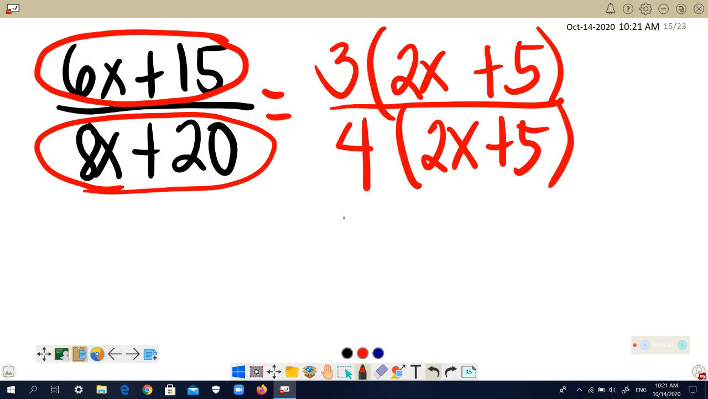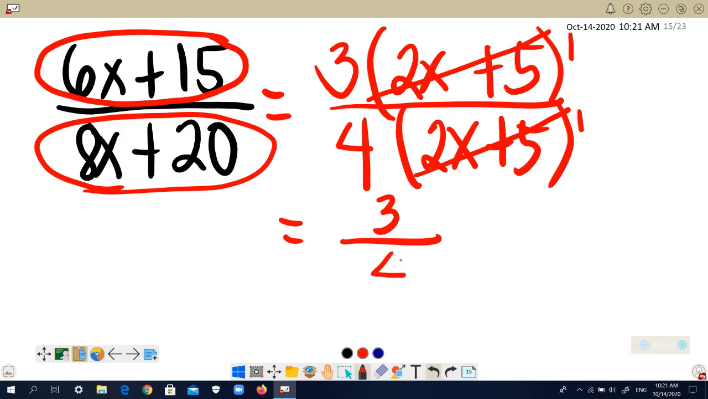Okay, I hope you can follow. And then, divide out the common factors. So, as you have seen, they are common, 2x plus 5. If you divide them by themselves, you have 1. So, therefore, 3 times 1 is 3 over 4 times 1 is 4. That's why the simplest form of this is 3 over 4. Okay, I hope you got it.